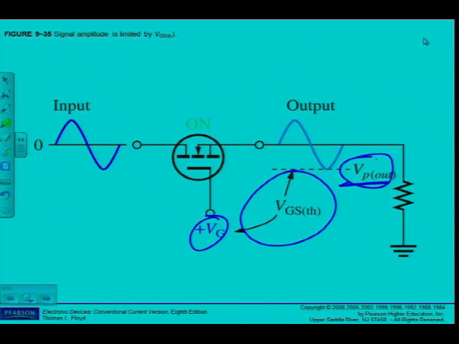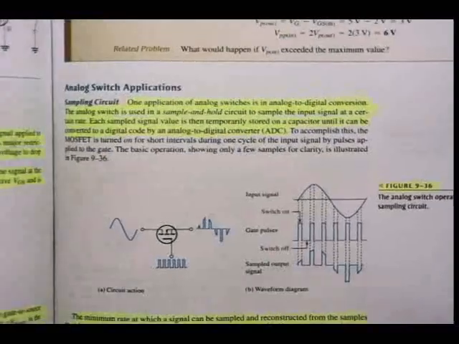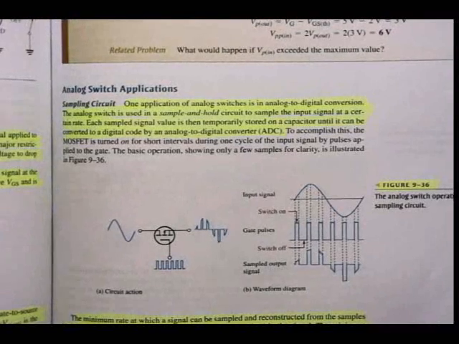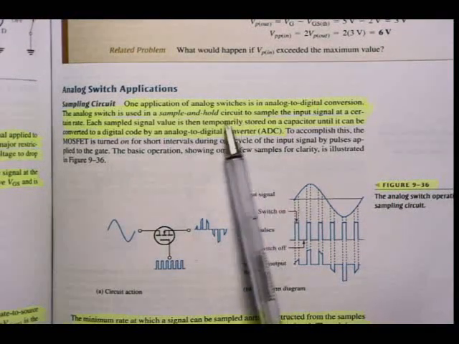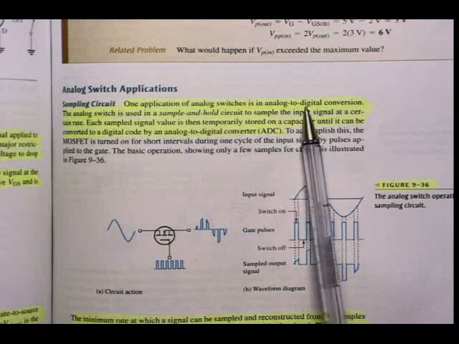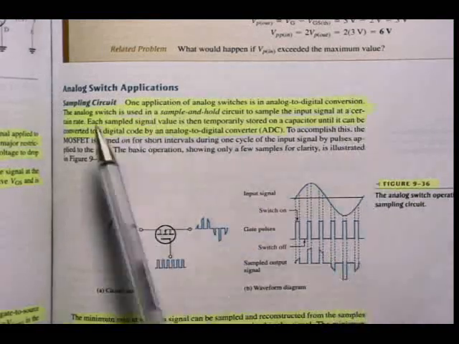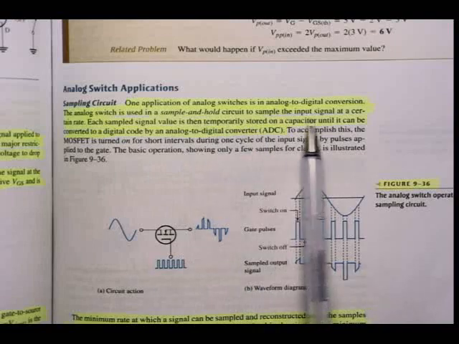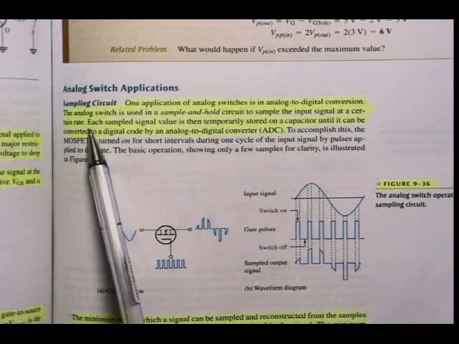Alright, on the next page, 461, analog switch applications, some applications where analog switching is used. One application of analog switches is in analog to digital conversion. The analog switch is used in a sample and hold circuit to sample the input signal at a certain rate.